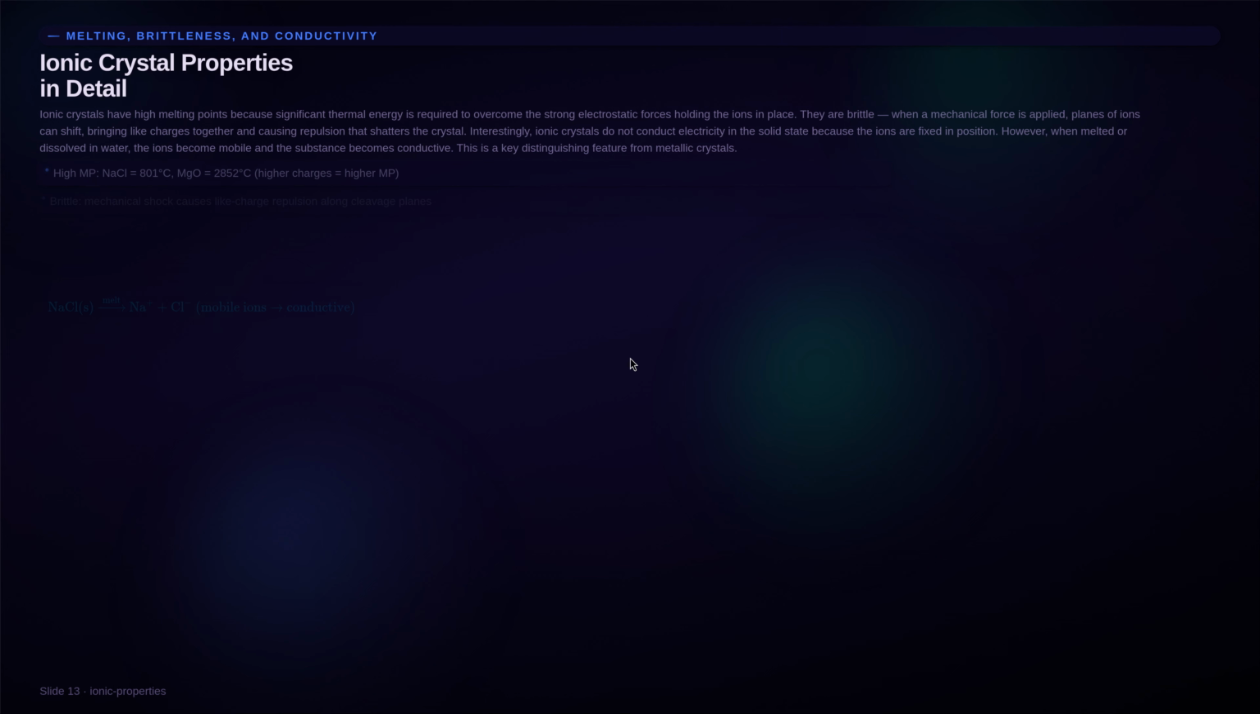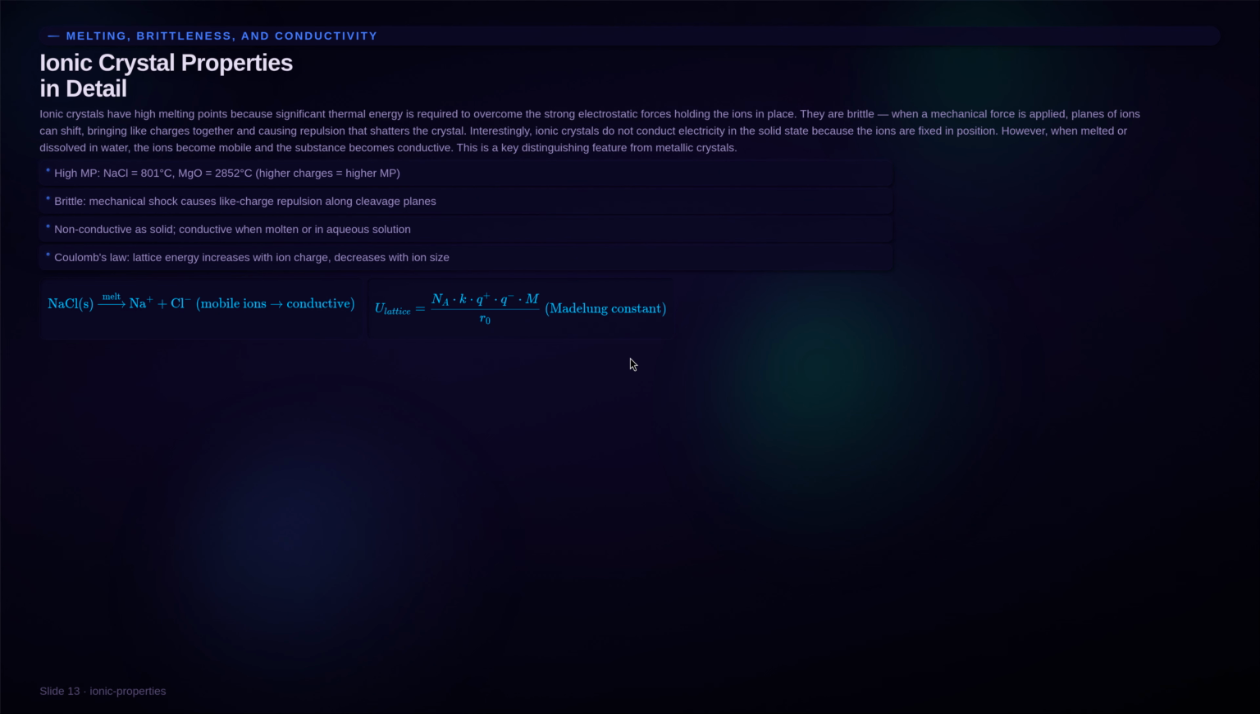Let us examine ionic crystal properties in more detail. Ionic crystals have high melting points because significant thermal energy is required to overcome strong electrostatic forces. They are brittle because mechanical force can bring like charges together, causing repulsion.